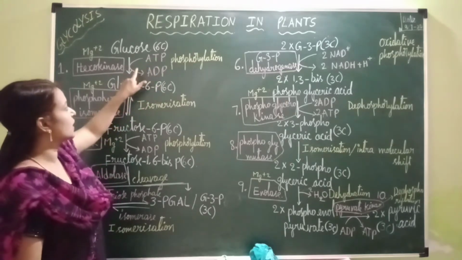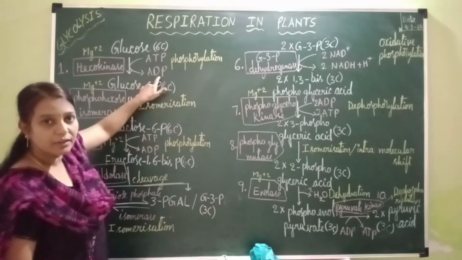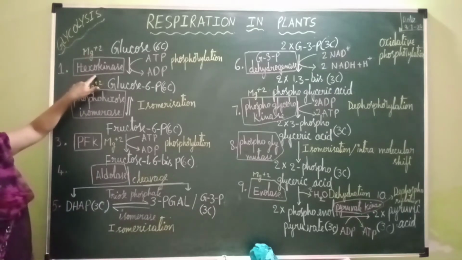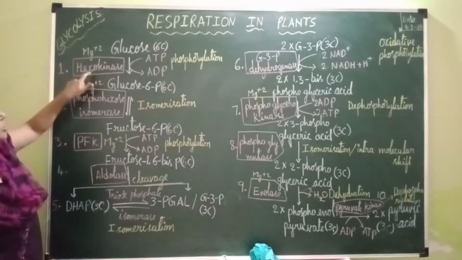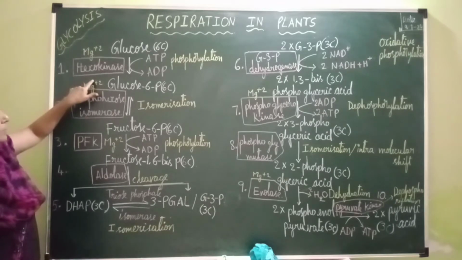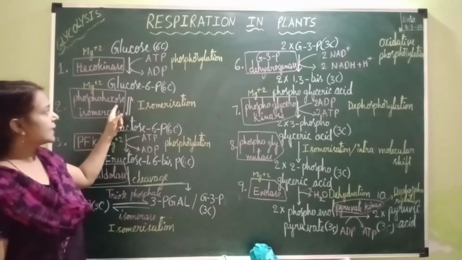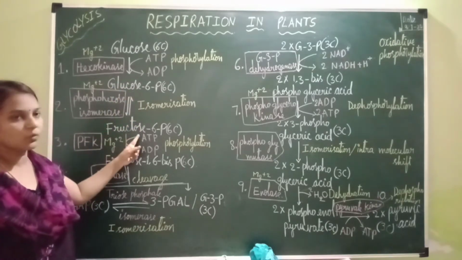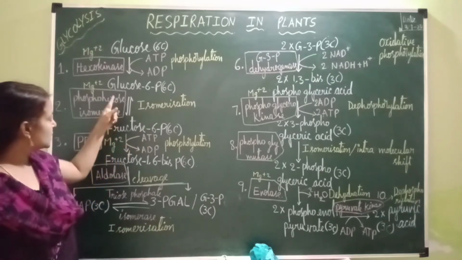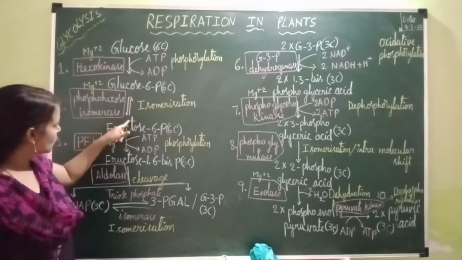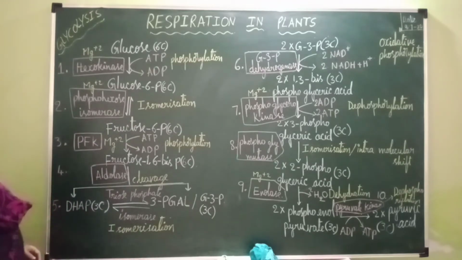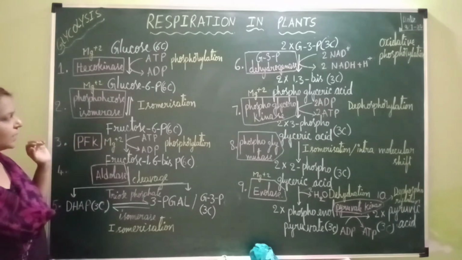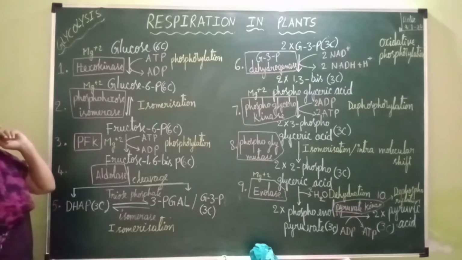After donating one phosphate, it has become ADP, adenosine diphosphate. And this reaction, the first step of glycolysis, is catalyzed by the enzyme hexokinase. For the activation of hexokinase, Mg2+ magnesium ions are required. Next, in the second step, glucose 6-phosphate undergoes isomerization into fructose 6-phosphate. Glucose 6-phosphate and fructose 6-phosphate are interconvertible isomers, and this isomerization is catalyzed by the enzyme phosphohexose isomerase, and for its activation also magnesium is required.